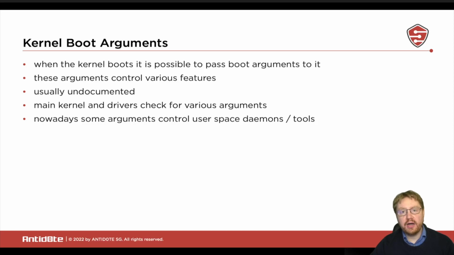So what are kernel boot arguments? Basically the idea is that when a kernel boots, it is possible to pass arguments to it, the so-called kernel boot arguments. These arguments exist in wide variety and control various different features inside the kernel. They're usually undocumented. Well, maybe they are slightly documented in the source code, but aside from that, there exists a bunch of them that are not really fully documented at all.